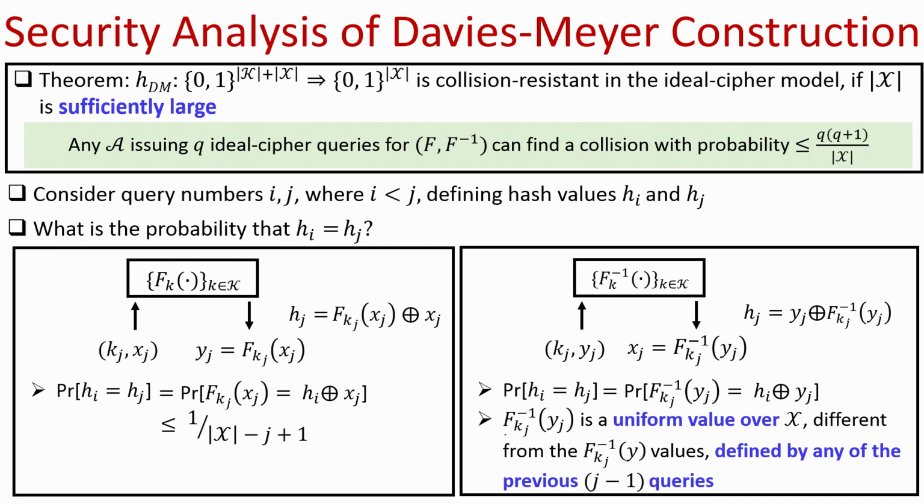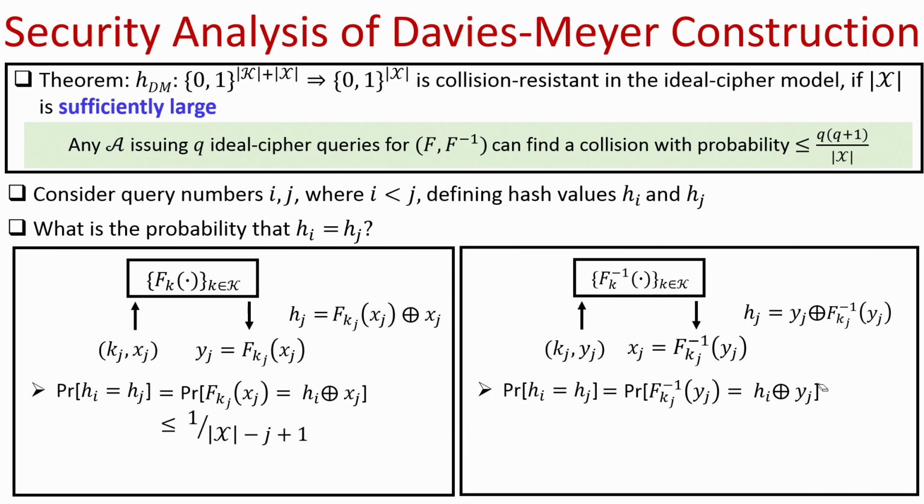So, this family member f inverse kj is like a truly random permutation, and it may so happen that for all the previous j minus 1 queries, the adversary could have made queries with respect to the family member kj. In the worst case, it might have asked for the value of f inverse kj on various y values of his choice for all the j minus 1 queries. Now, for the jth query, the response the oracle gives back is going to be different from all the previous responses with respect to the j minus 1 queries. So, we can safely conclude that the probability that hi is equal to hj, where hj is now defined like this by the adversary making an oracle call for the inverse function, is upper bounded by 1 over the size of the X set minus j plus 1.